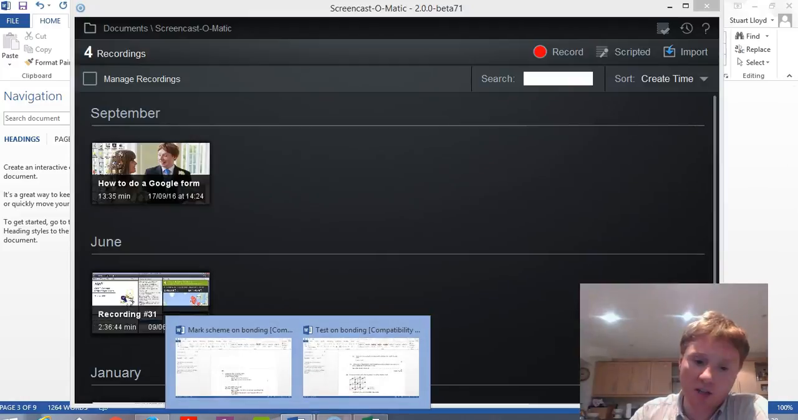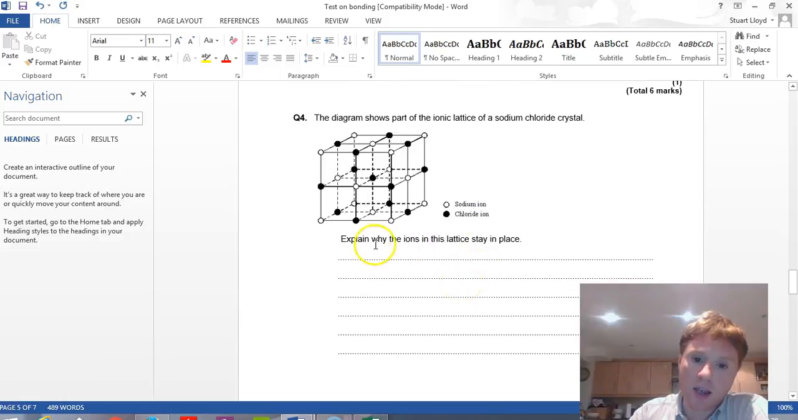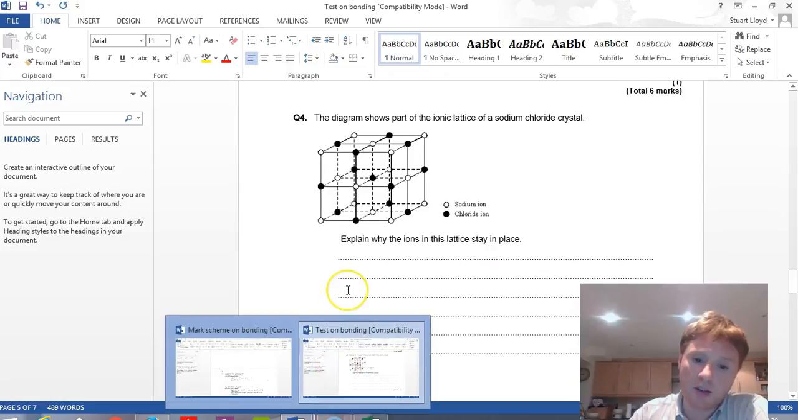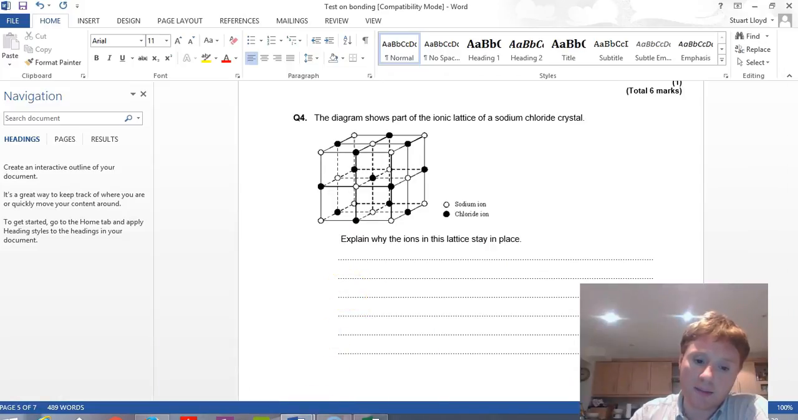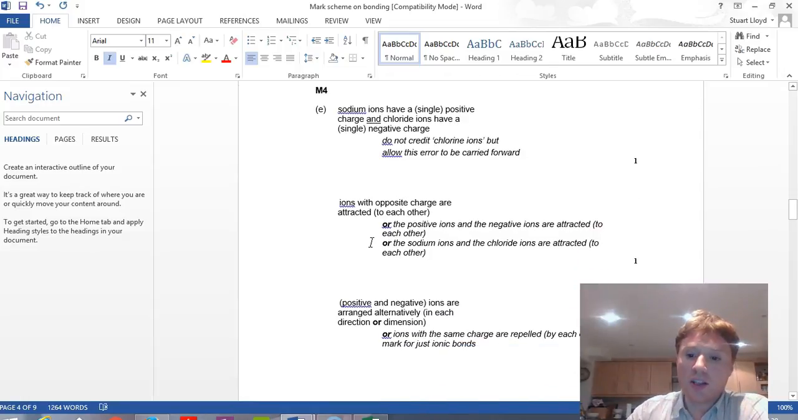Okay, next question is about sodium chloride. Explain why the ions in this lattice stay in place. So it's 3 marks, off you go. Right, so the things you have to say. Sodium ions have a positive charge and chloride ions have a negative charge. Since that's underlined, you have to use the word and, so you have to talk about both sodium and chloride.